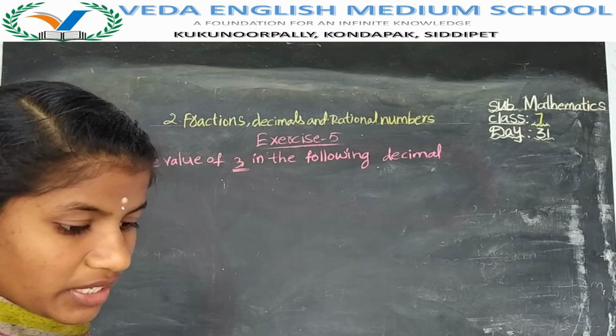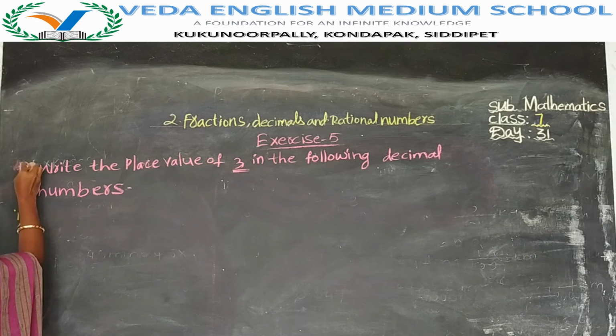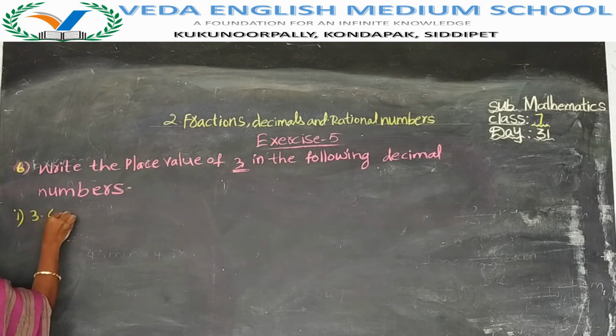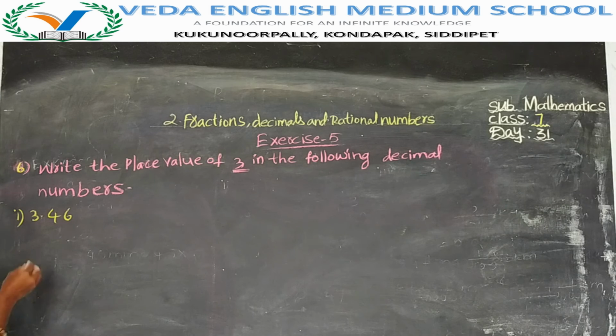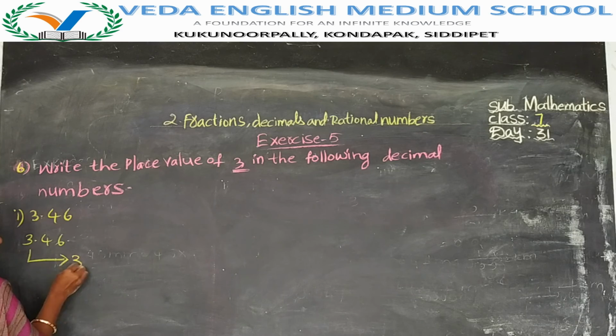Now, the first question is 3.46. This 3 is before the point. So what is the place value of 3? Ones. So the place value of this 3 is 3 only.